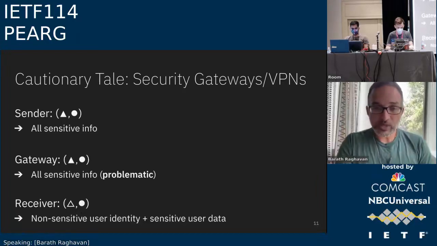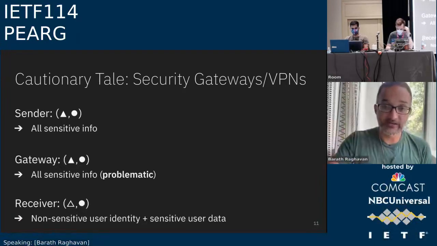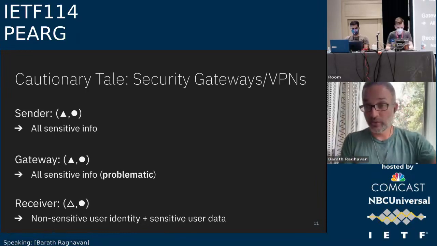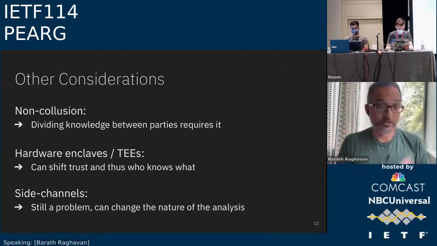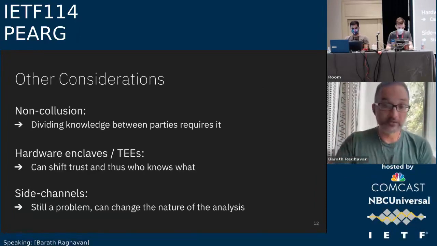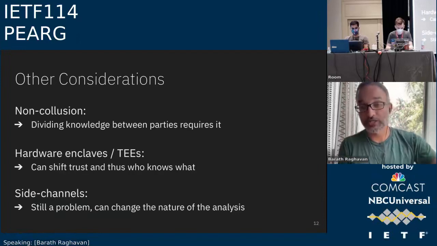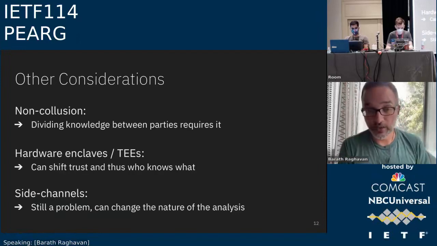So the value that we get here is that we can quickly identify problems that might arise by doing this quick analysis, this decoupling analysis. This isn't to say that if we show that we've decoupled, we've solved all problems. Obviously, we need to consider lots of other things, non-collusion between different parties that are providing a service. Sometimes you get benefits by using hardware enclaves or trusted execution environments, so you can shift trust and therefore shift who knows what.